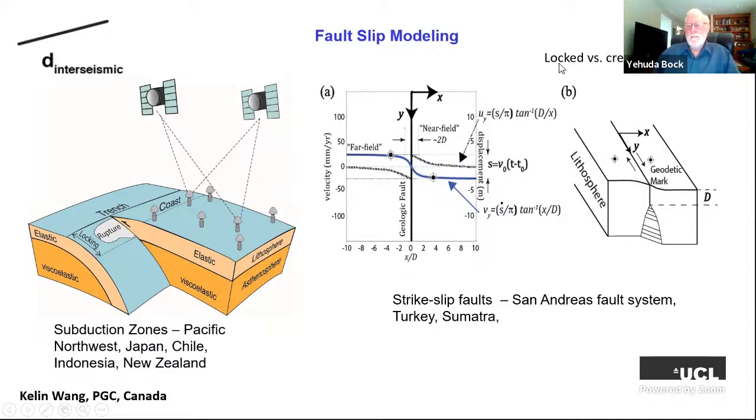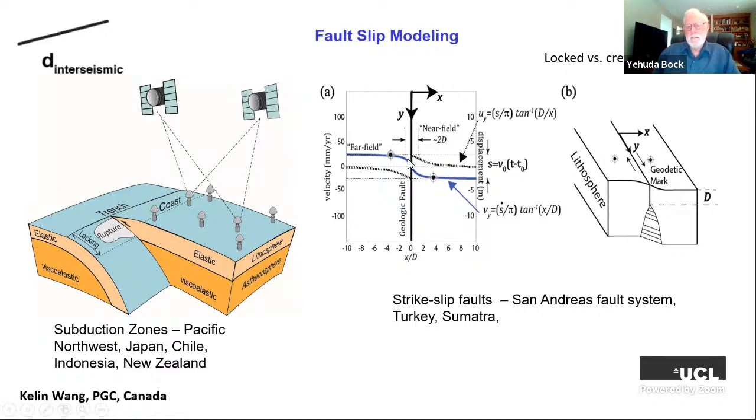There are certain faults that are locked versus creeping. This is important. The locked faults are faults that are basically locked, that are not moving at the fault interface. So they're locked in time. Other faults are creeping, meaning that the fault is actually moving over time. And so the ones that are locked are accumulating stress, and the ones that are creeping are less. So it's really important to determine which faults are locked and which are creeping. In this case, we're talking about a locked fault.